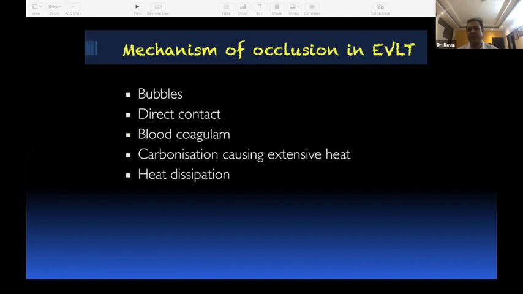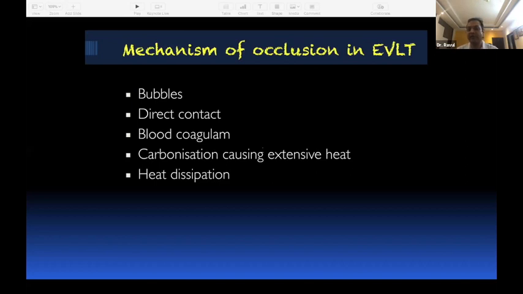You see, the basic concept in endovenous laser therapy is we want the vessel wall to get damaged by the heat, get fibrosed and get closed. So that's the basic aim. So how does the heat go into the vein wall? One concept is by bubbles. The bubble travels approximately 2 centimeters proximal, towards the foot side, up the laser fiber.